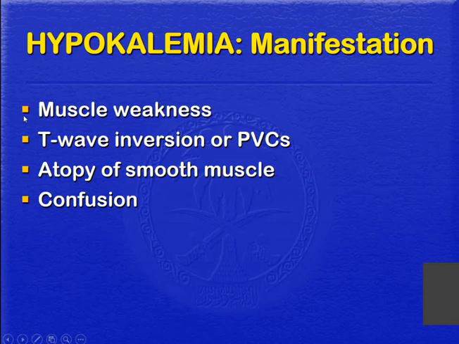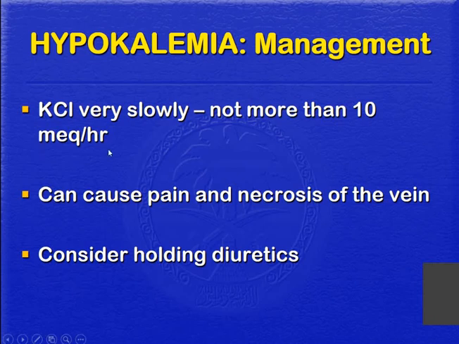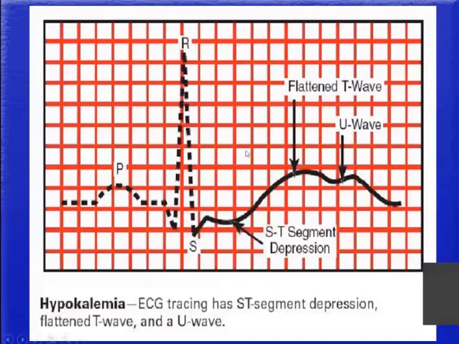Manifestations could be non-specific. There may be some changes in regard to some RBCs, and it could lead to confusion too. Make sure when you correct hypokalemia, you go slowly, not more than 10 mg per hour. Potassium can cause pain and necrosis of the vein, and you need to consider holding diuretics in specific. This is seen in patients with hypokalemia and ST depression.